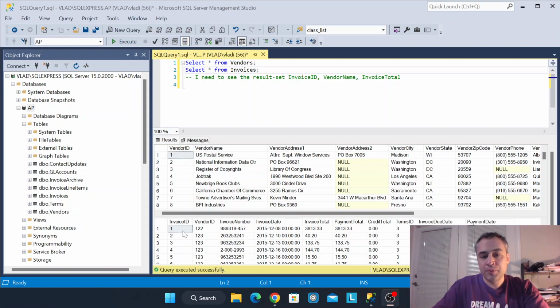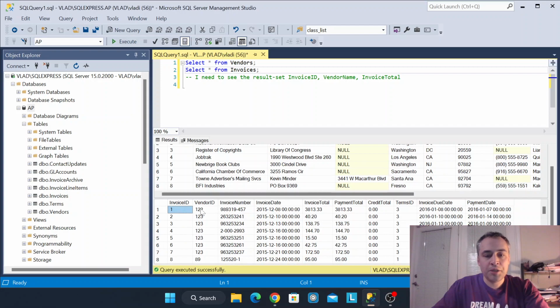Suppose I'm a manager and I'm curious about this invoice ID number 1. I can see vendor ID, I can see information pertaining to this invoice. And I'm curious, what is the vendor name actually? Because over here I can only see vendor ID. And hence I can look into the vendors table.